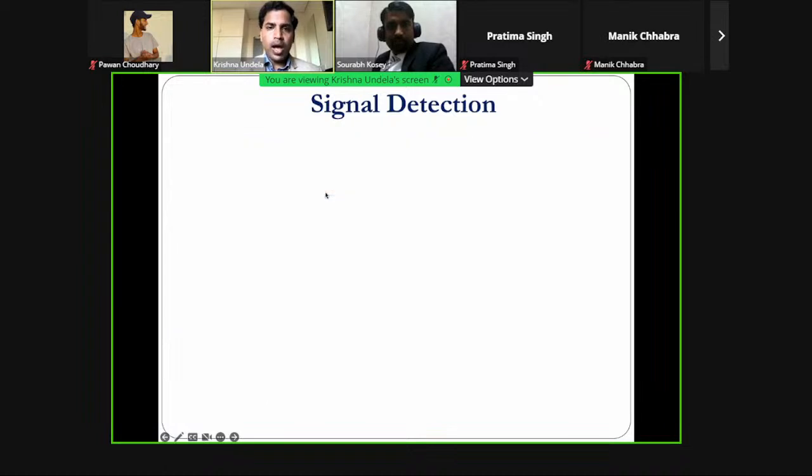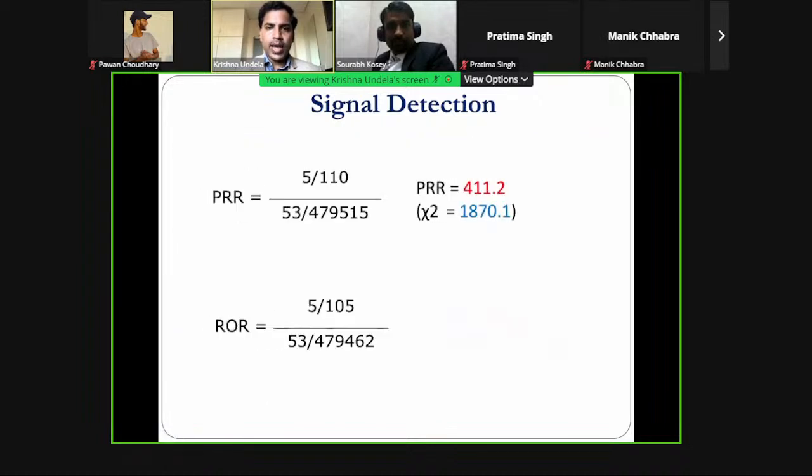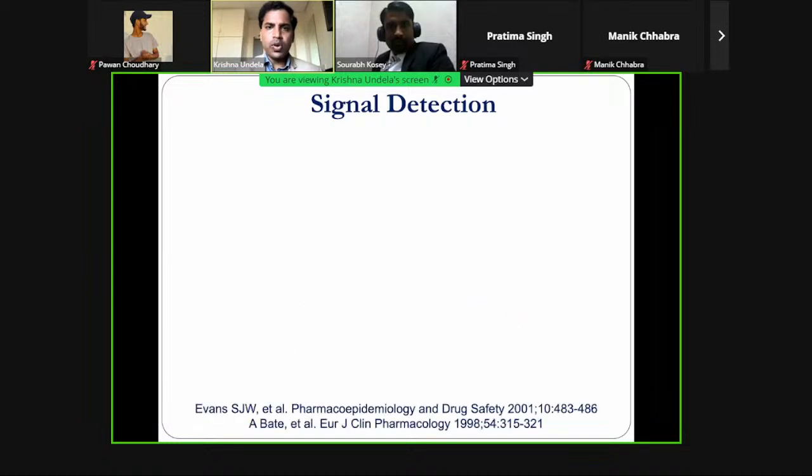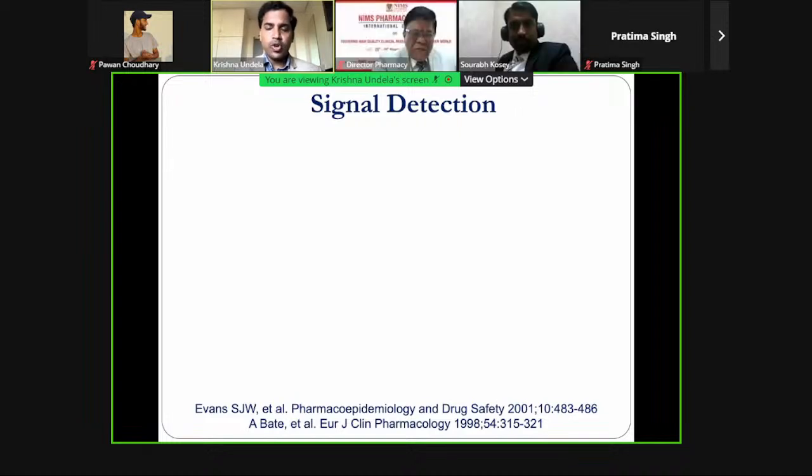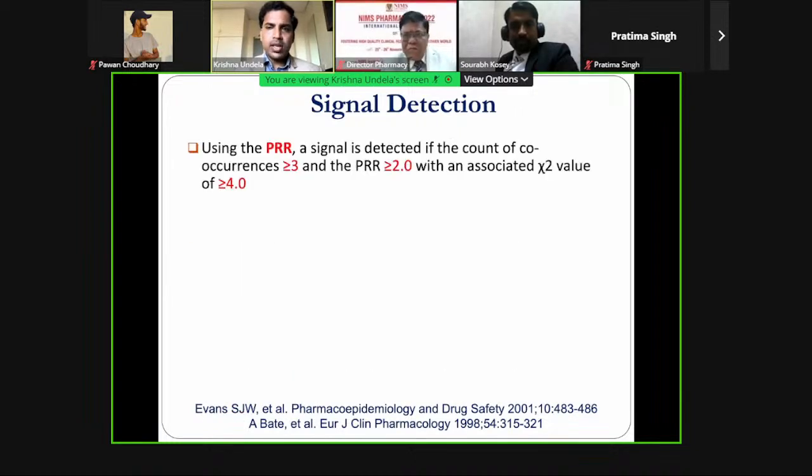How I'm going to say that is, there are some standards for this. Once you calculate all these values, there are some standards we need to follow. Based on the standards, we are going to say whether the signal is identified between the drug and reaction. So maybe you can note these things down, because they're very important. Without these standards, we cannot understand whether the signal is identified or not.